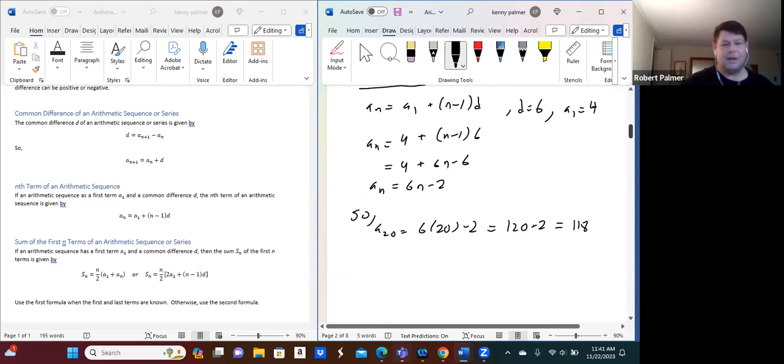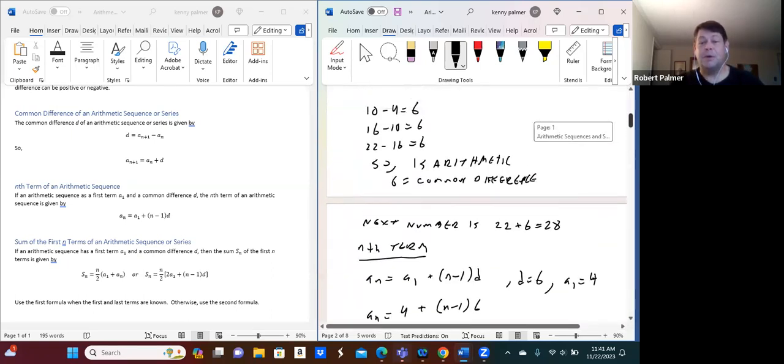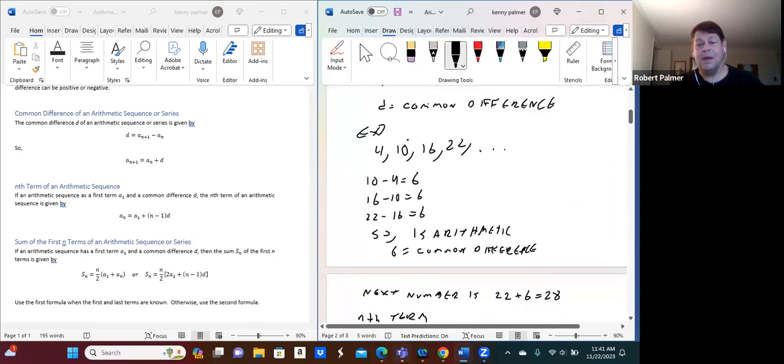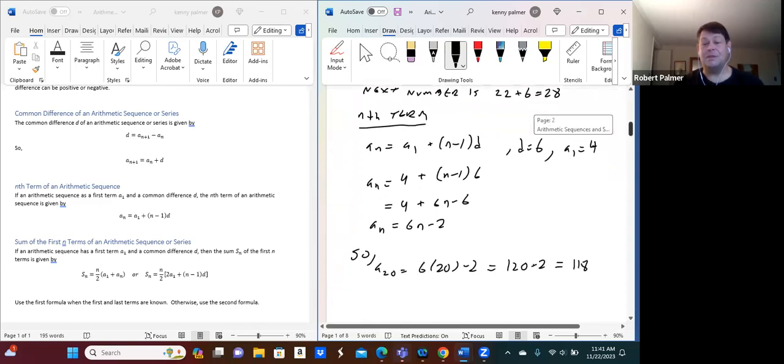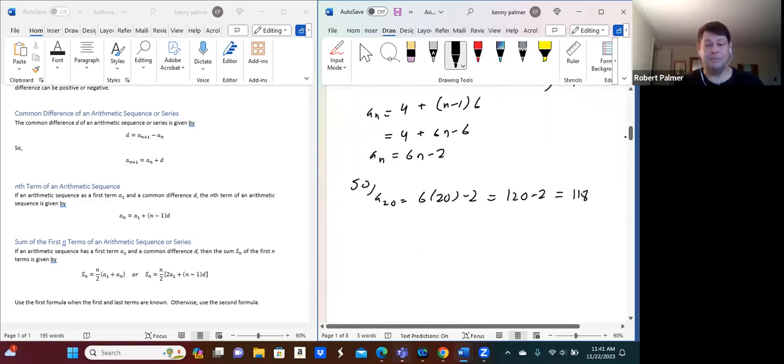So that's the idea. Essentially, given any sequence, if we look at the terms and there's a common difference, a common distance between each one of the terms, that makes it an arithmetic sequence, and we can find that common distance. We can also find any term of that sequence we want, the nth term. Now let's do a few examples of that, just practicing with these ideas.